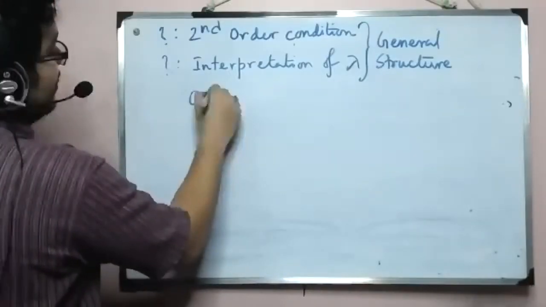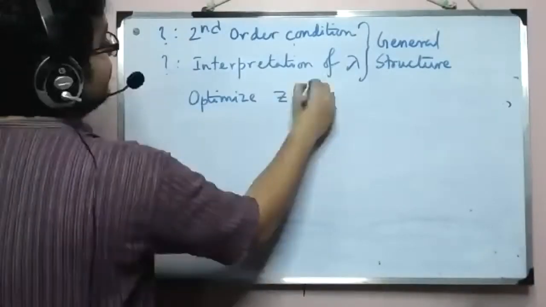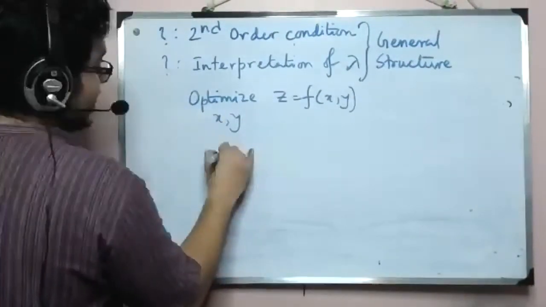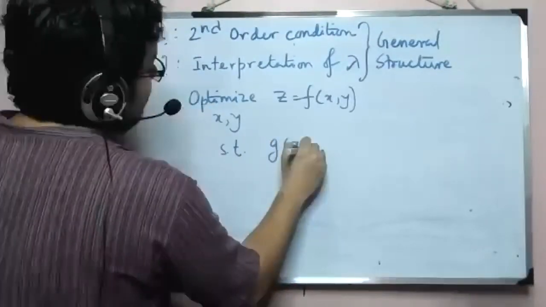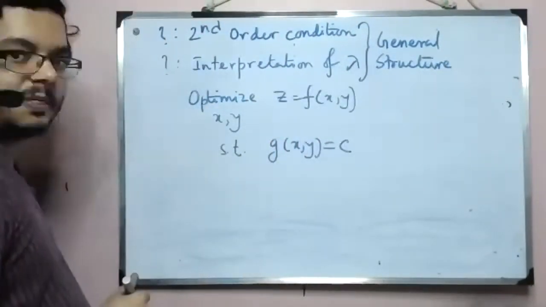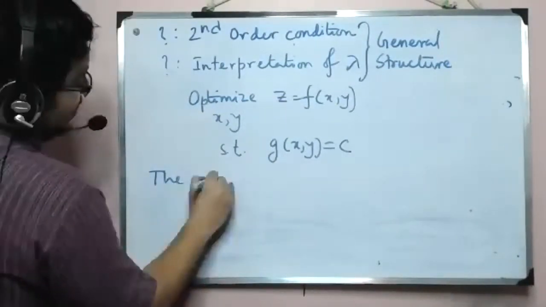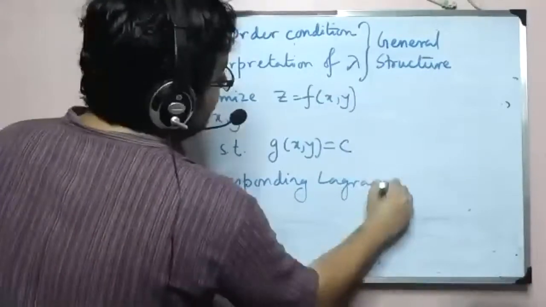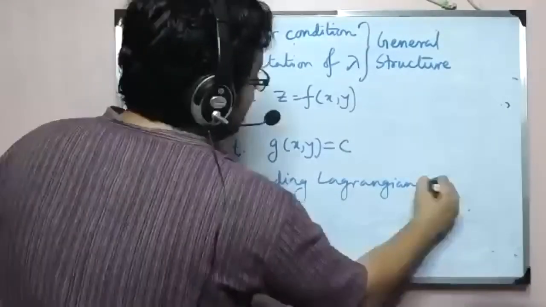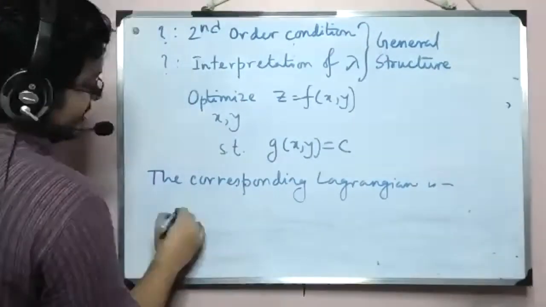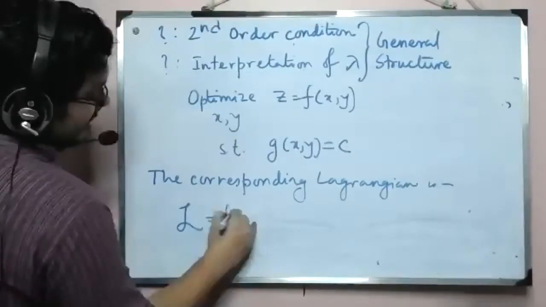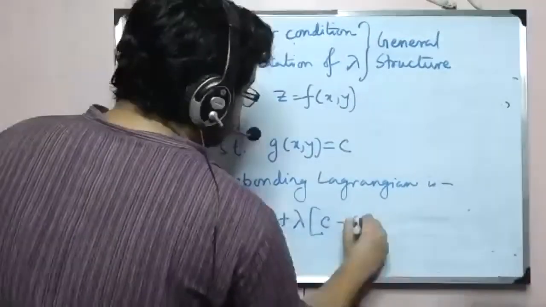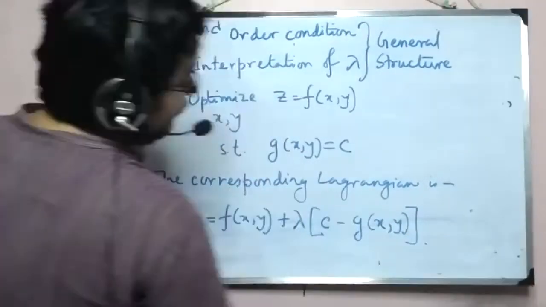Optimize z equals f of x comma y, where x and y are choice variables, subject to g of x comma y equals c, and obviously the corresponding Lagrangian, following the general structure, is script L equals f of x comma y plus lambda into c minus g of x comma y.